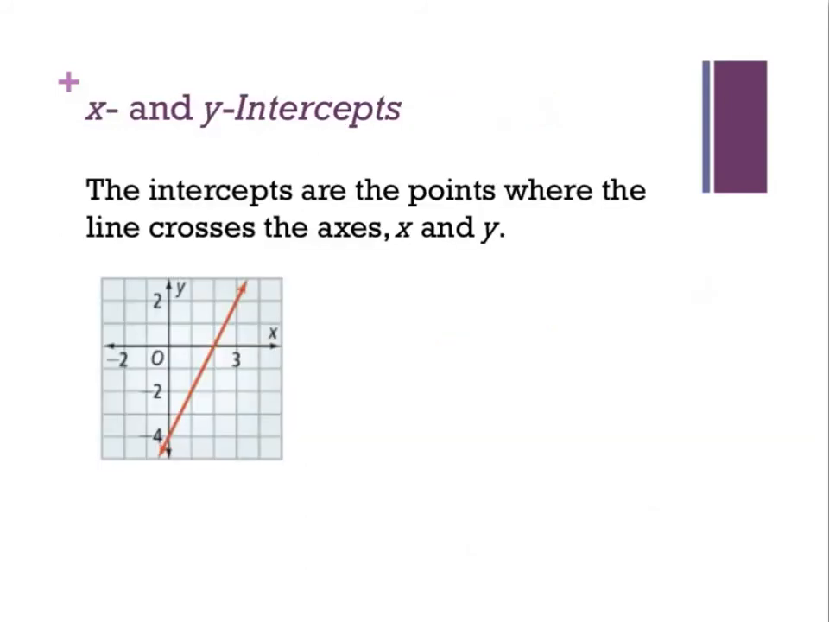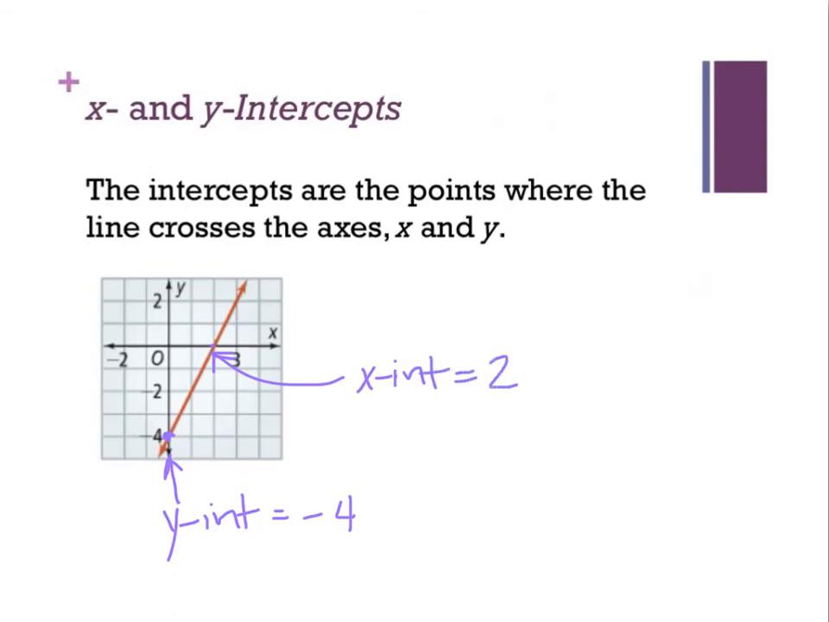Intercepts. The intercepts, again, we reviewed this, we learned this earlier in the year. Intercepts are the points where the line crosses the axes, the x and the y axes. It's super easy on a graph. You're going to do it by actually just finding the points where the line crosses the y axis. So my y-intercept here is -4. And my x-intercept here, right there, is 2.